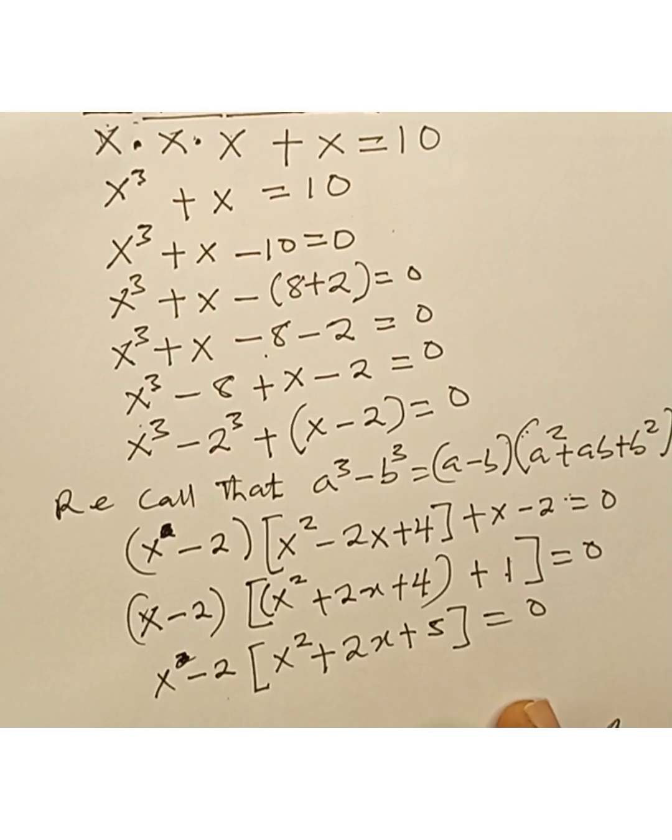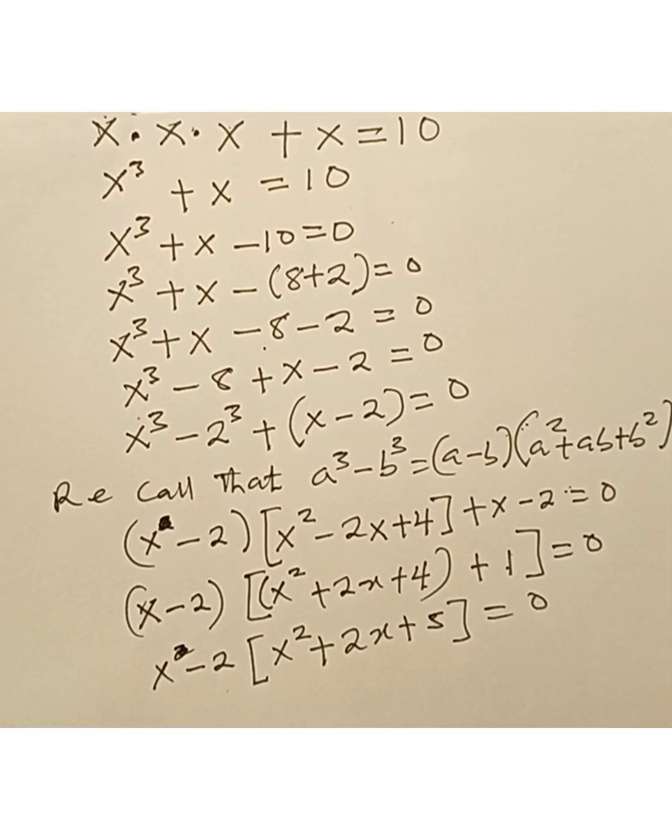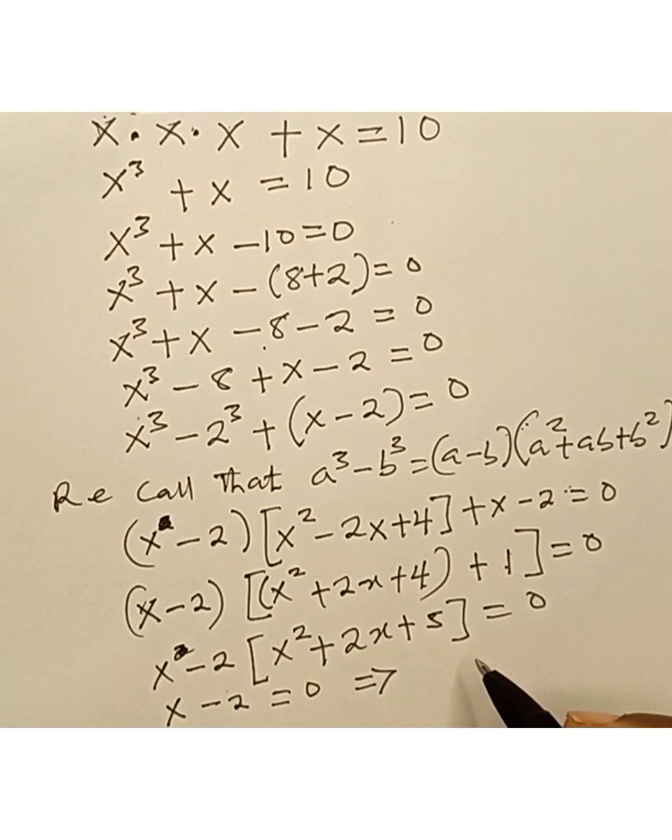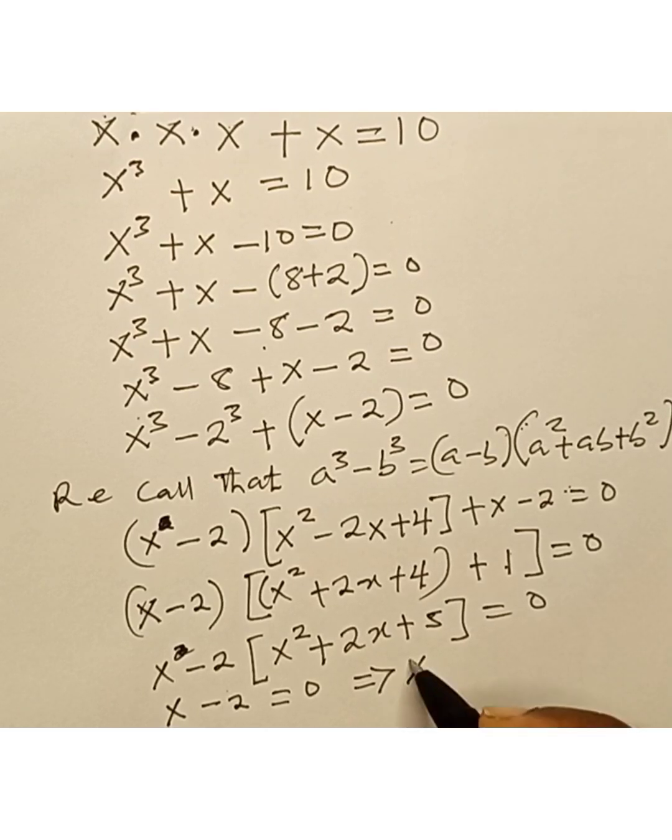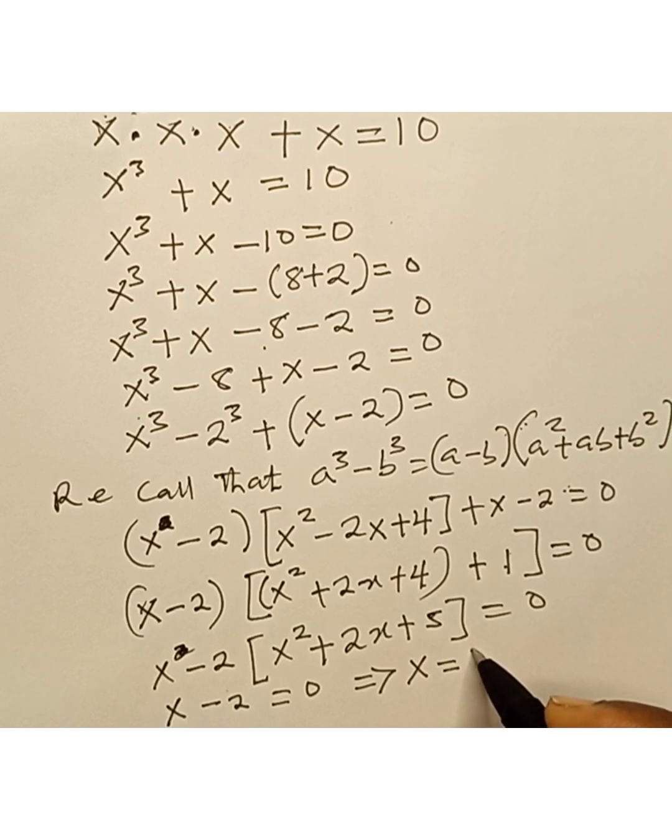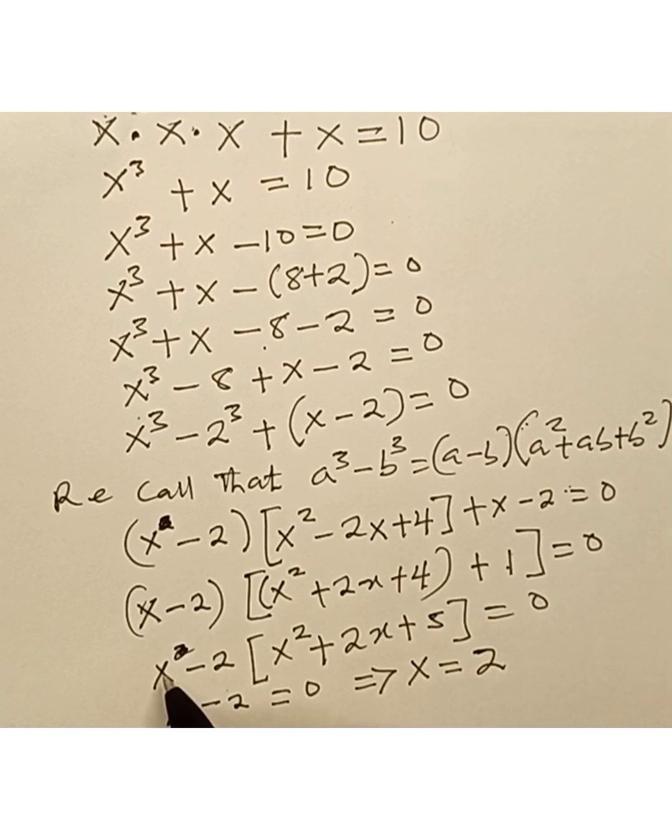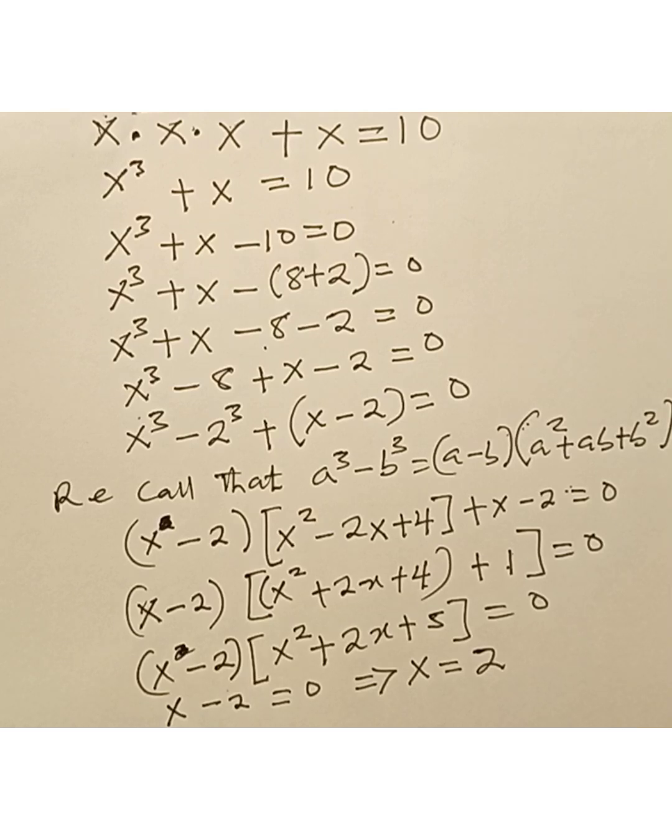So if we have this, we can state that the first solution will be X minus 2 equals to 0, implying that X equals to 2. This will be the first solution. So if X equals to 2, then let us solve for the second solution to the question.